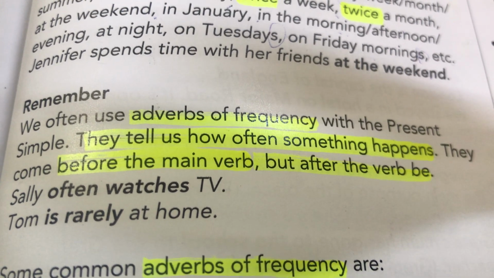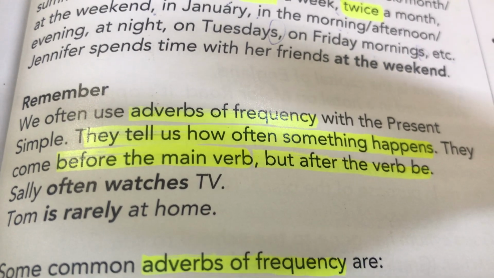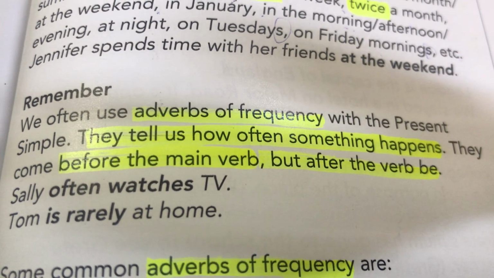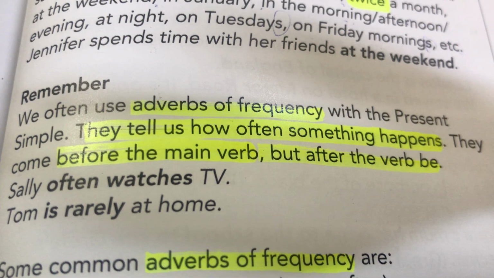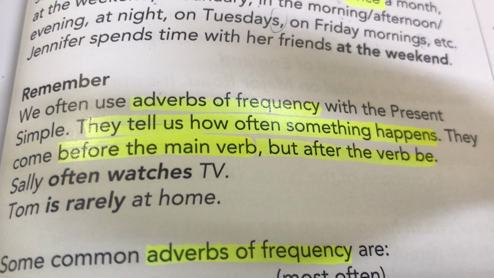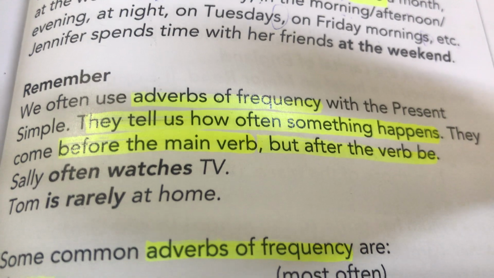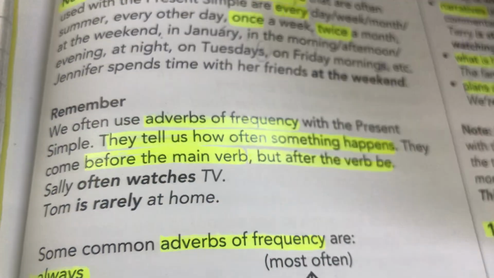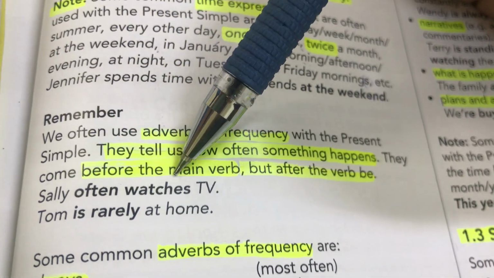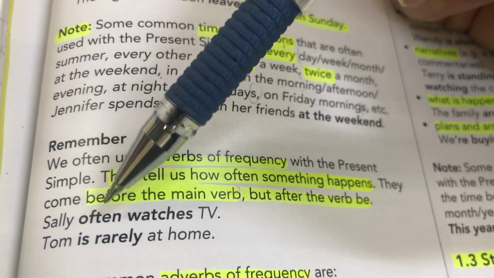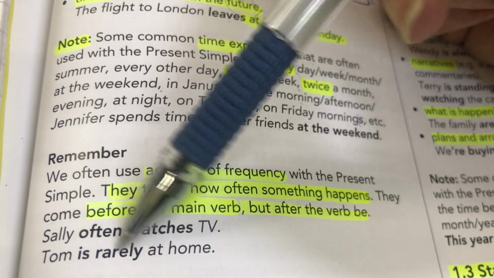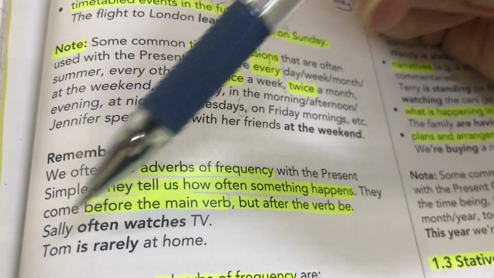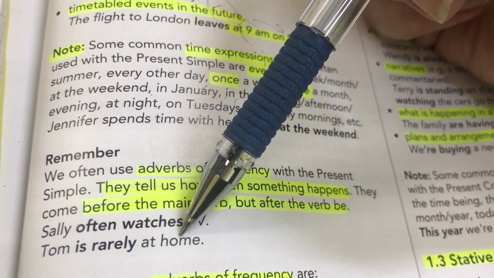يعني إذا في عندك الverb be اللي هم am و is و are in the present هم أو the adverb of frequency اللي هم عبارة عن أحوال تكرار بيجوا بعد الam والis والare. Here we have an example. Sally often watches TV. هنا بنلاحظ إنه often هي one of the adverbs of frequency and it came before the main verb. Tom is rarely at home.